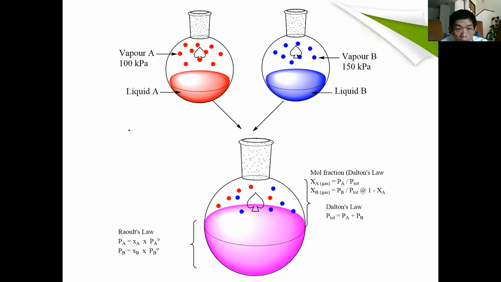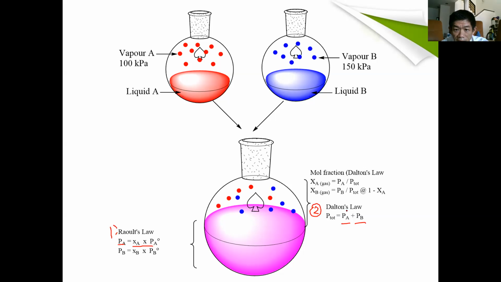Okay, so we start from step 1, where we have the application of Raoult's law. In Raoult's law we use PA equals XA times PA naught: the mole fraction of A multiplied by the pure vapor pressure of A. So this is step 1. And then after you calculate PA and PB, you go for the second step. The second step is the application of Dalton's law, where you have PA plus PB.